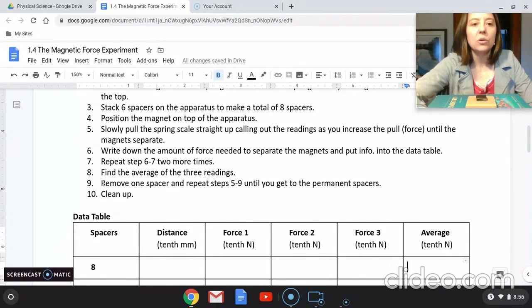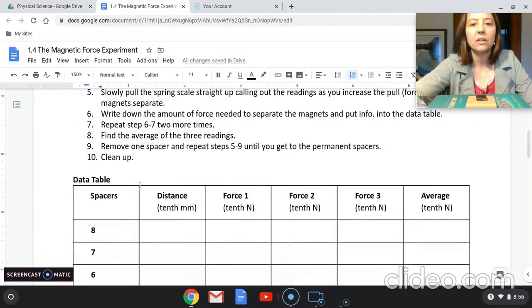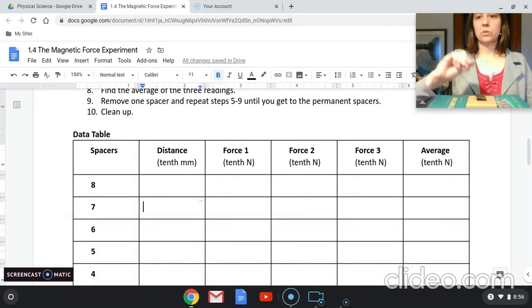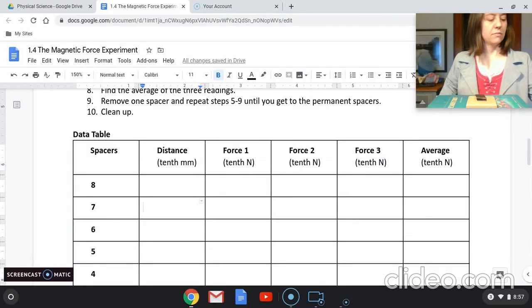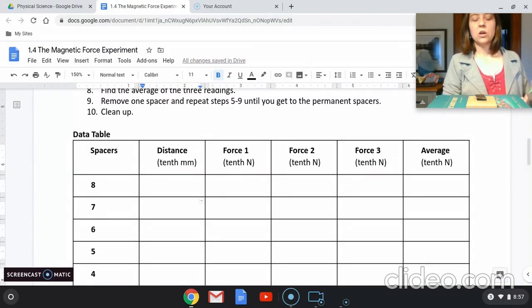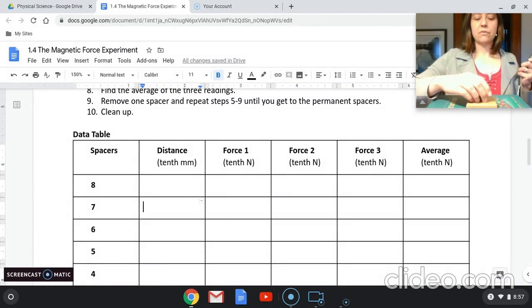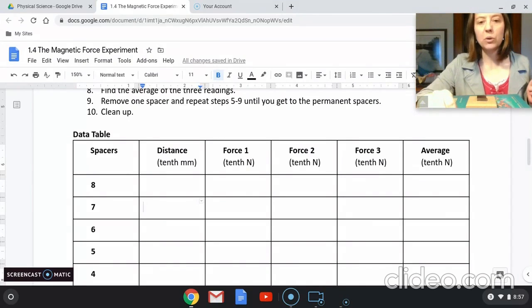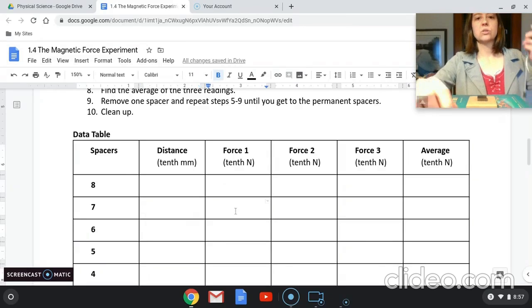So now we're going to remove 1 spacer and repeat all of these steps all the way until we get down to 2. So let's look at 7. I'm going to remove 1 spacer. Question for you: will the force increase or decrease now that we have a smaller distance? So let's start out with our distance. We have 1.1 times 7 spacers, and put your answer right there, and make sure you put a unit. And let's do force 1.